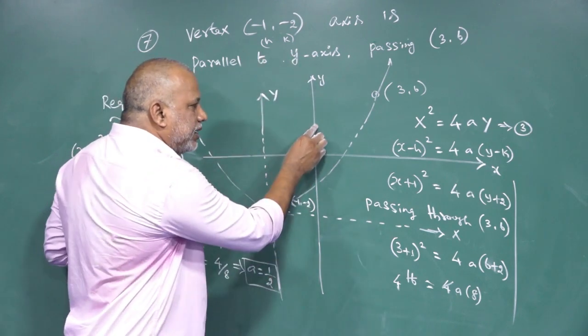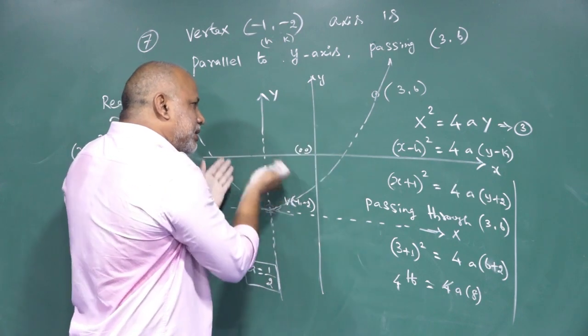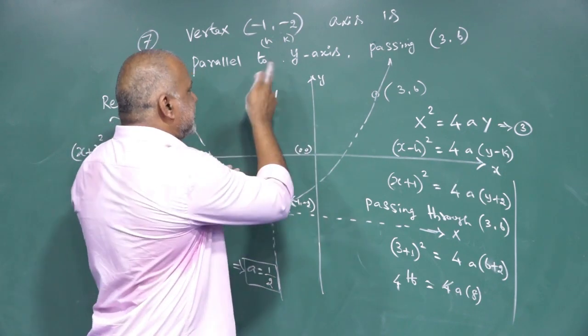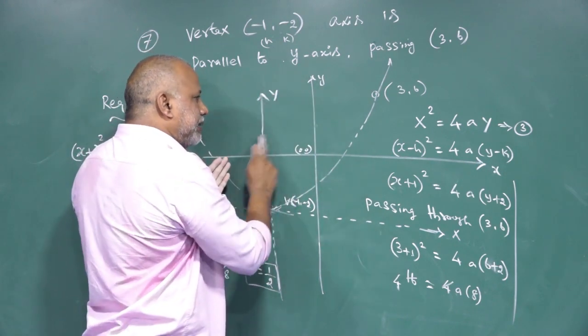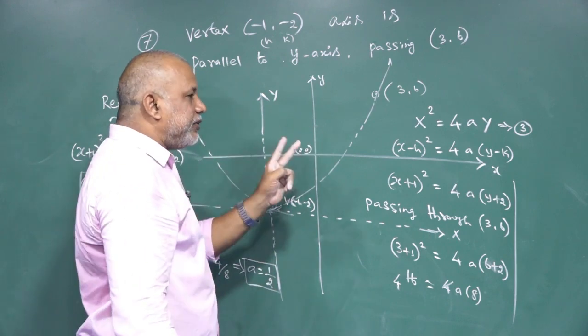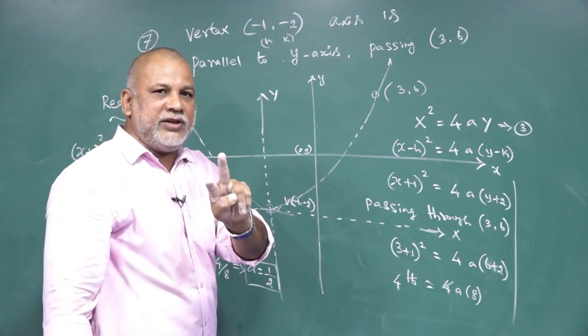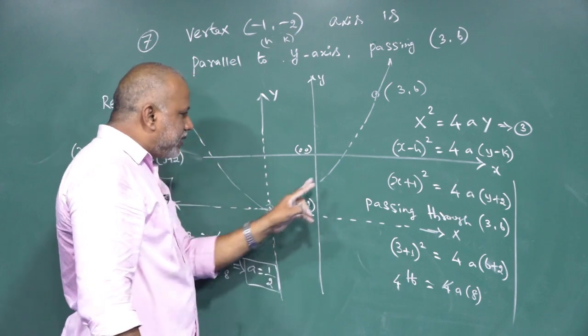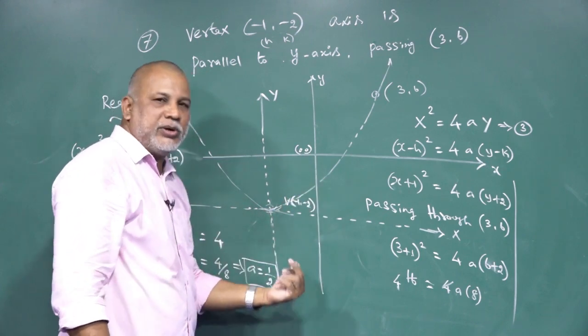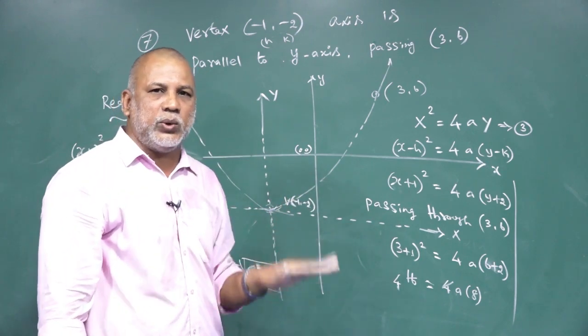See, this is small y. So we are having the parabolas parallel to small y. The axis is parallel to small y. If parallel to small y, we have two possibilities. It may be type number 3 or maybe type number 4. Both the parabolas are parallel to the y-axis.